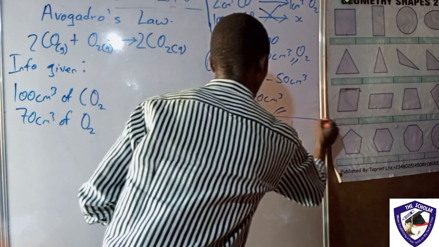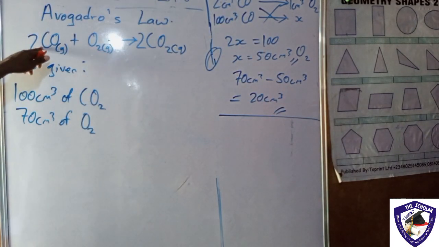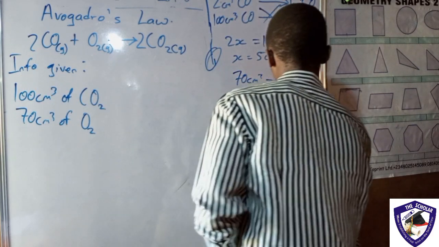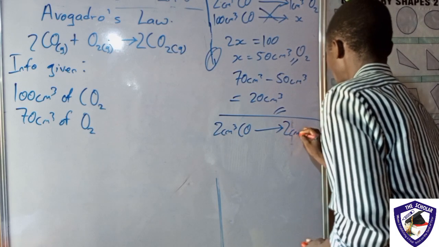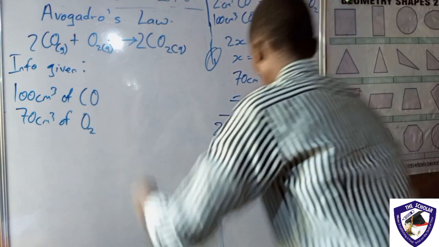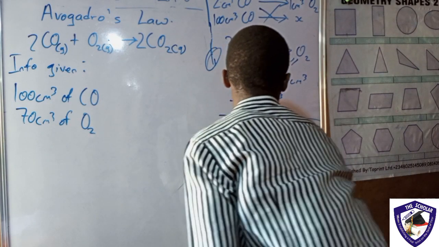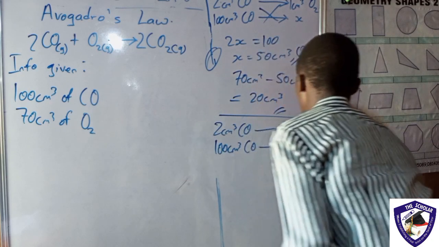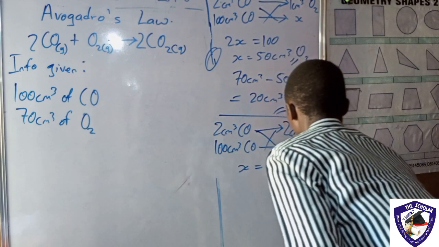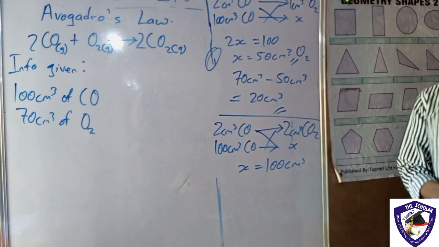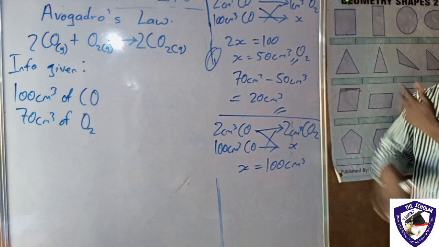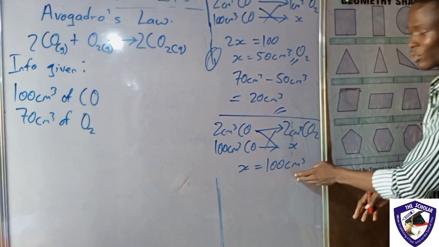So let's calculate the volume of carbon dioxide. Now we said if 2 moles or 2 centimeter cube of CO gave us 2 centimeter cube of CO2, right? Now what are we going to use? 100 centimeter cube of CO will give us X, right? So from here our X is equal to what? 100 centimeter cube. Do you understand? 100 times 2, 200, divided by 2. I just write it direct. So our X here is 100 centimeter cube.